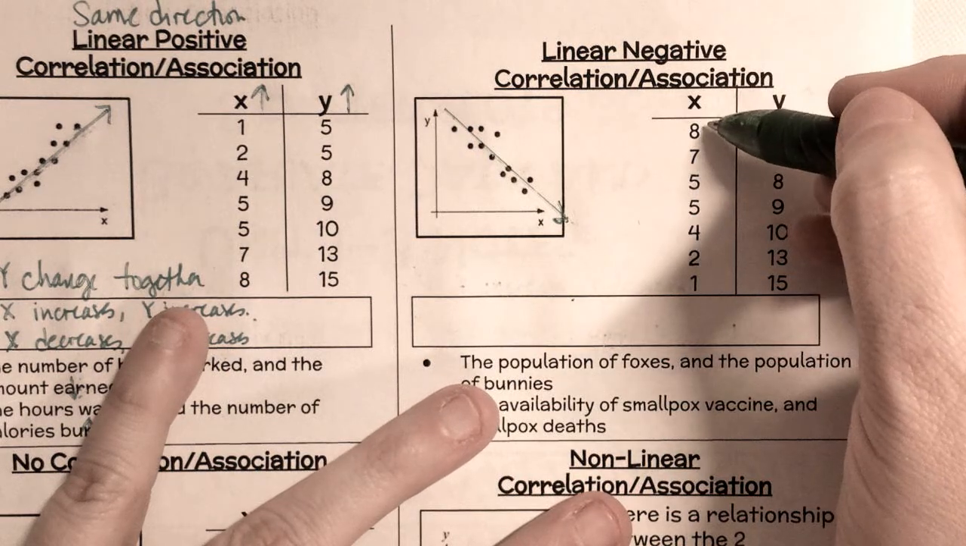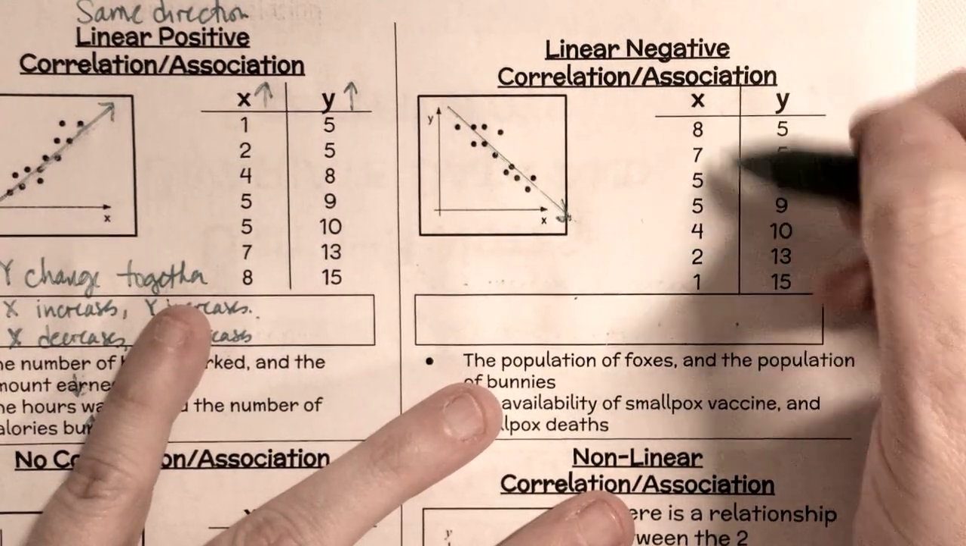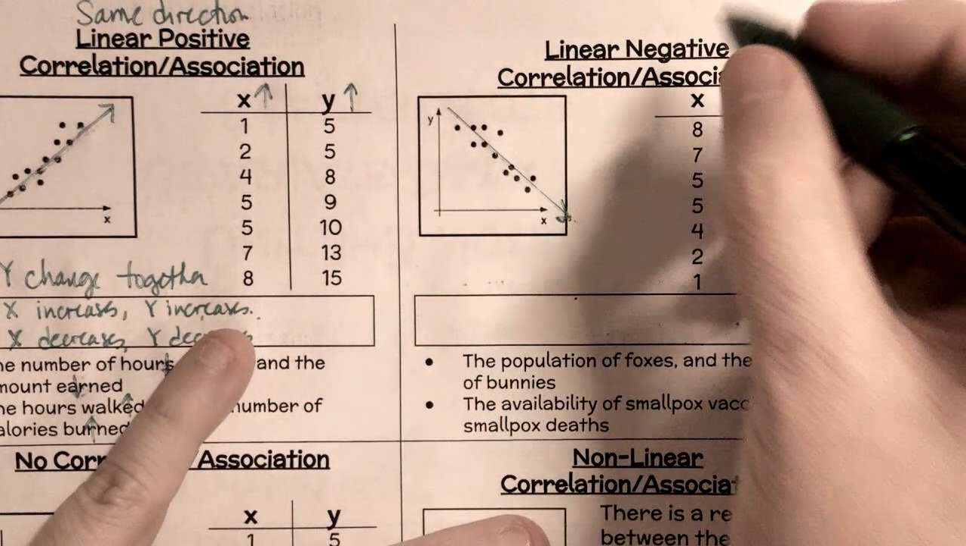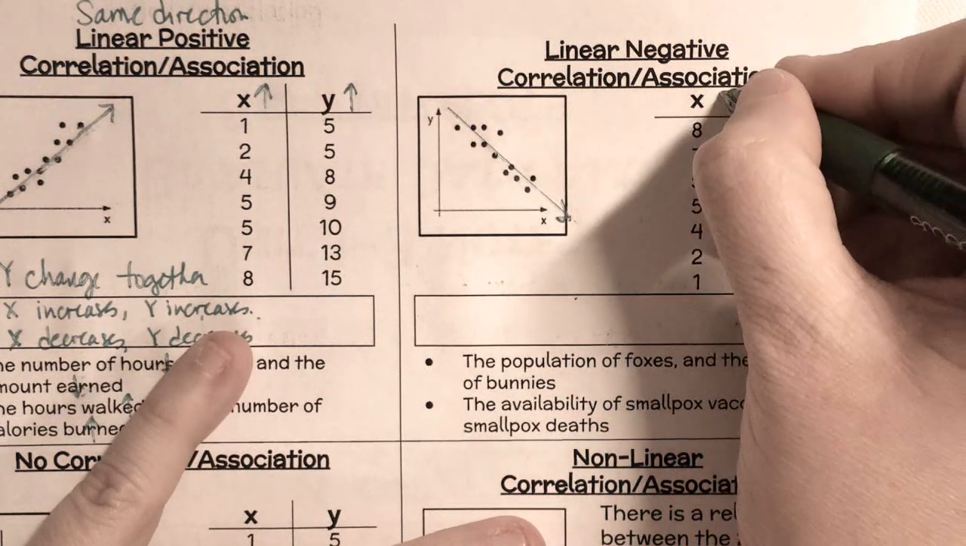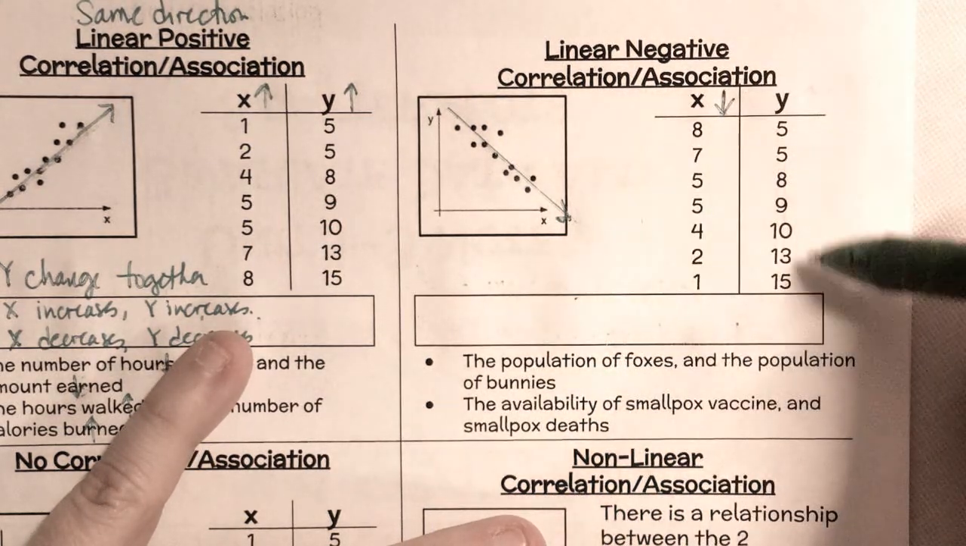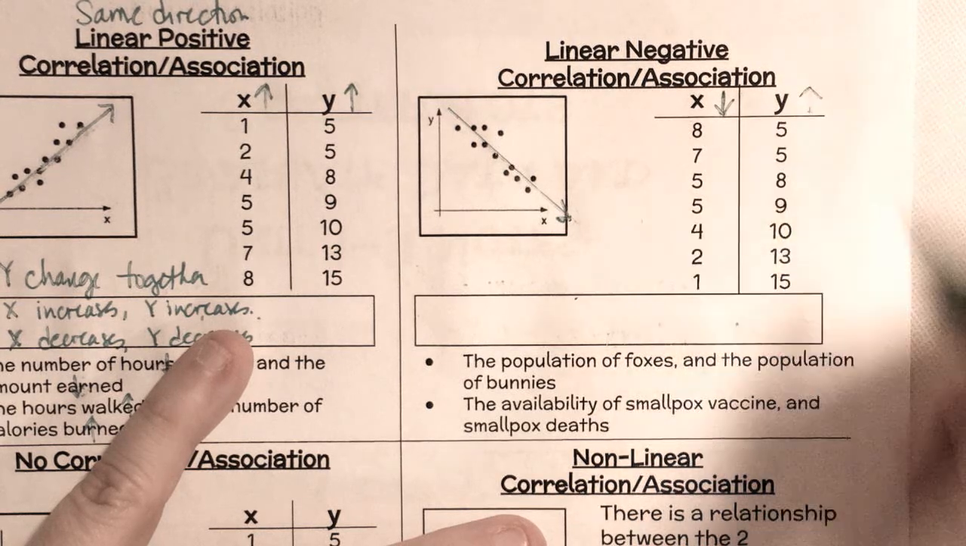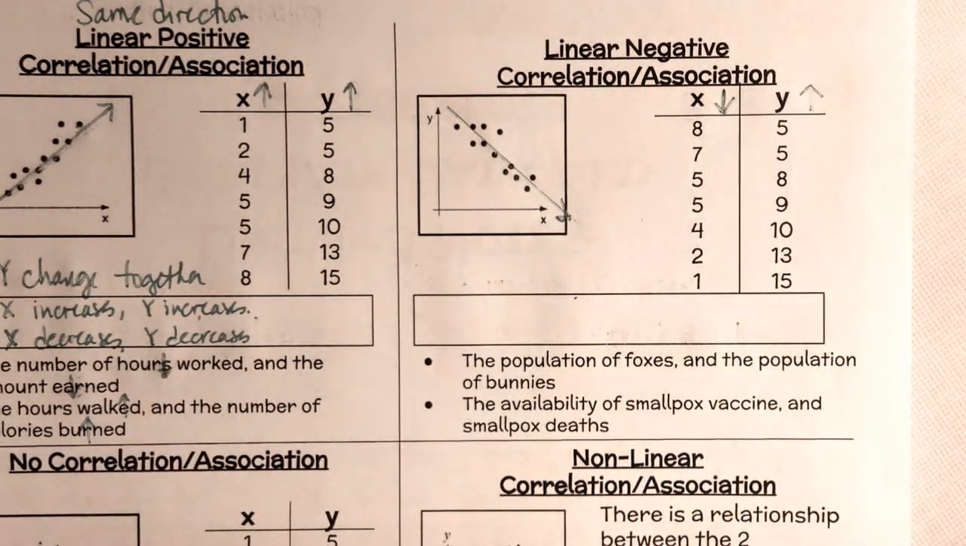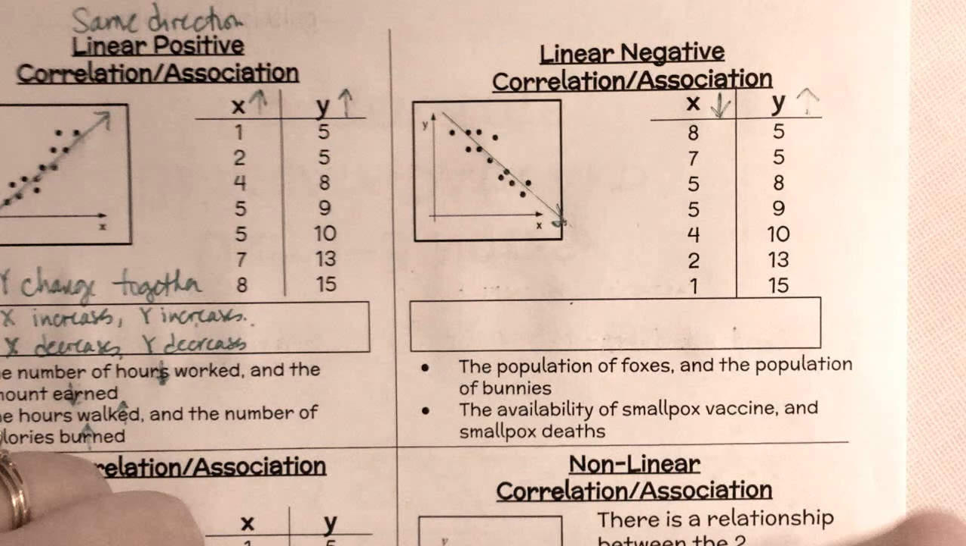In this case, I don't have them sorted least to greatest. I have them greatest to least. So my x values are getting smaller. Well, what's happening to my y values? They're getting bigger. So they're not going in the same direction anymore. They're going in different directions.